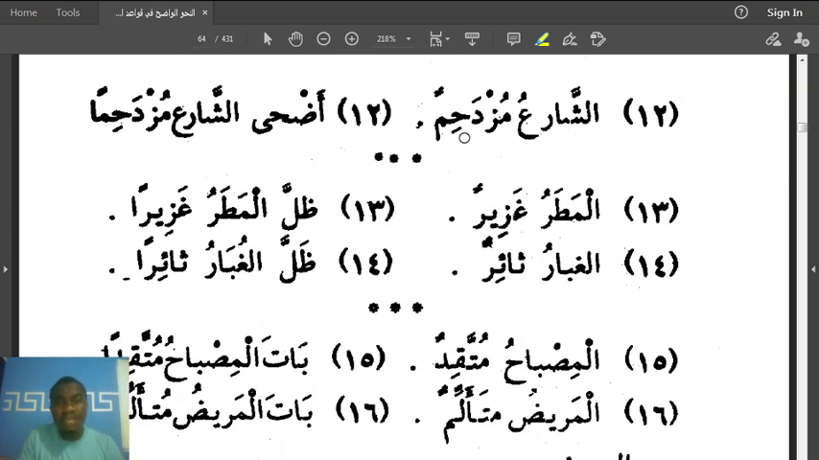Ash-shari'u muzdahimun. The road or the street is trafficked. Muzdahimun. If you remember, I told you az-ziham, you can say al-izdiham. So ash-shari'u muzdahimun, the road is crowded or trafficked. Adha ash-shari'u muzdahiman, the street has become crowded.